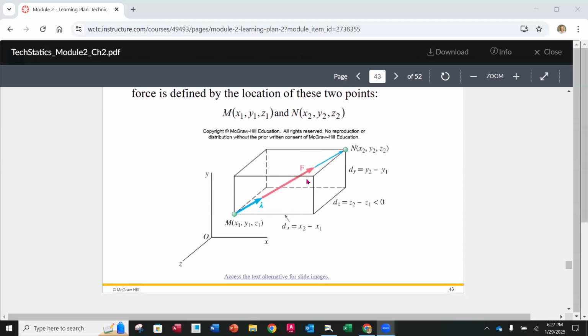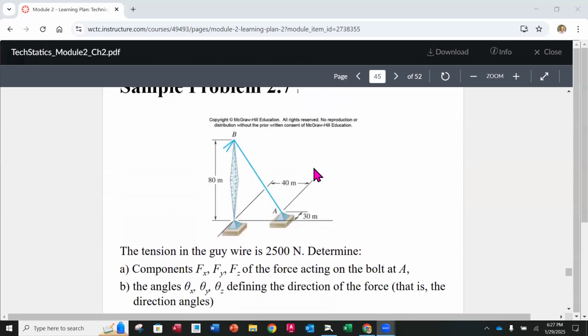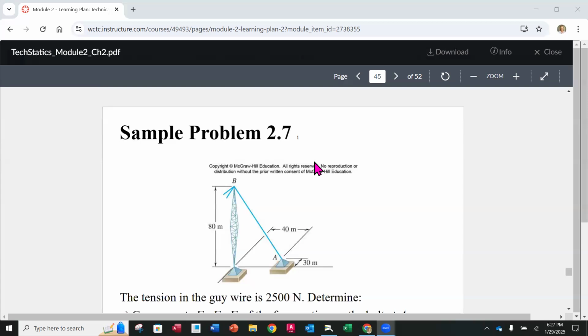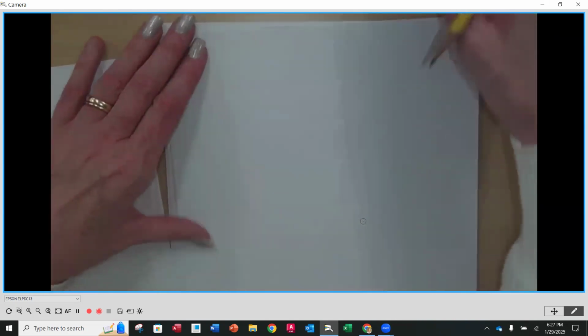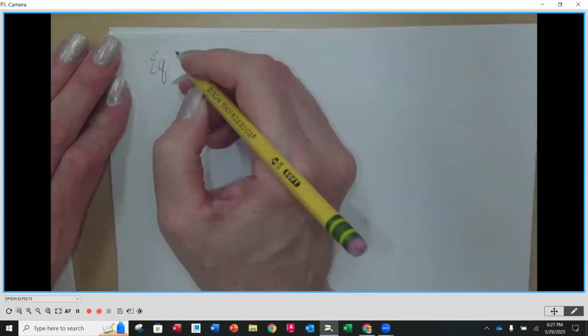Now, equations that we're going to use. We are going to be looking at sample problem 2.7. But before we do, it's worth generating a little list here of the equations that are going to come in handy. So I'm going to go underneath here, and the equations that are going to come in handy are as follows. When we have a force F, I'm going to just write equations.